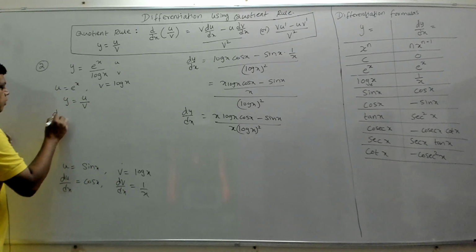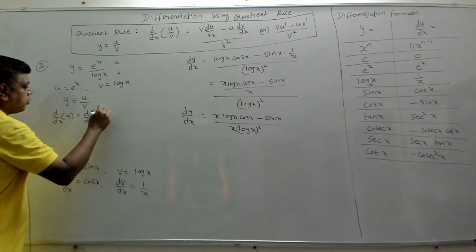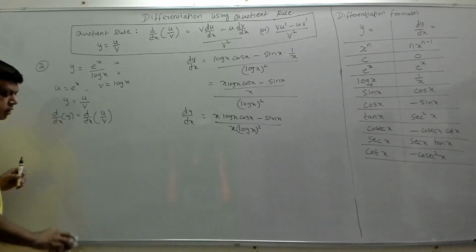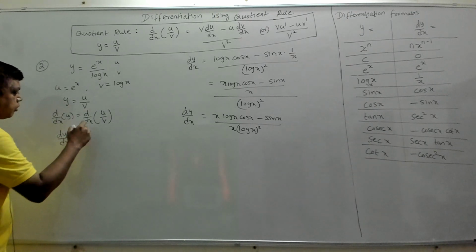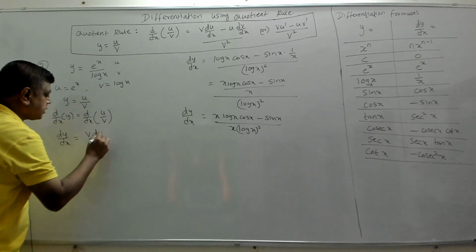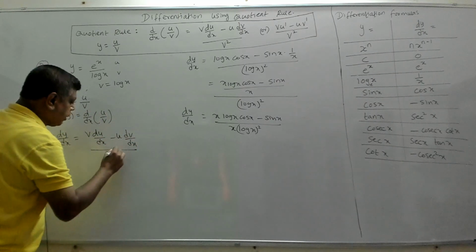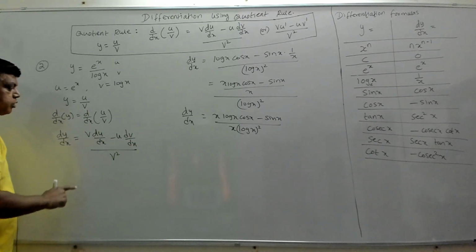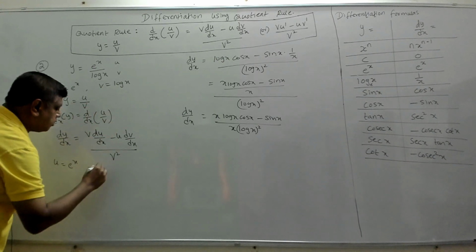Differentiating y, d by dx of y is equal to d by dx of u by v, and that is equal to, so this becomes dy by dx equal to v du by dx minus u dv by dx, by v square. Now we should find all these and substitute here. So we have u is e power x, and v is log x.